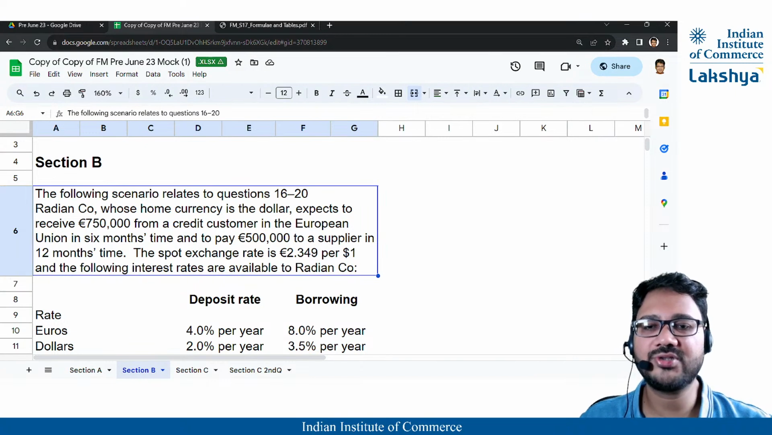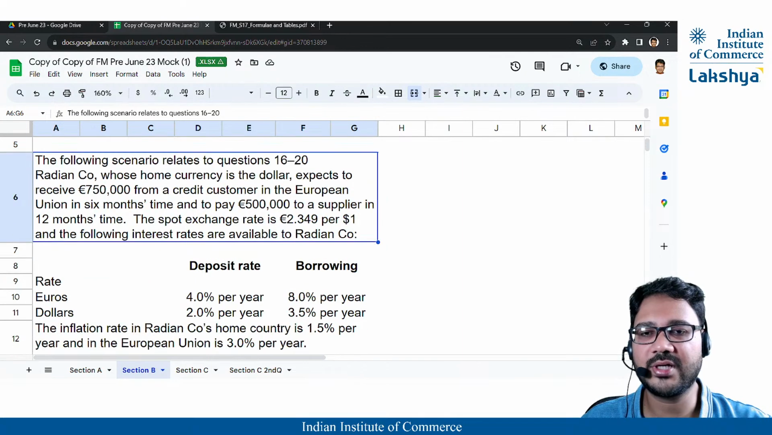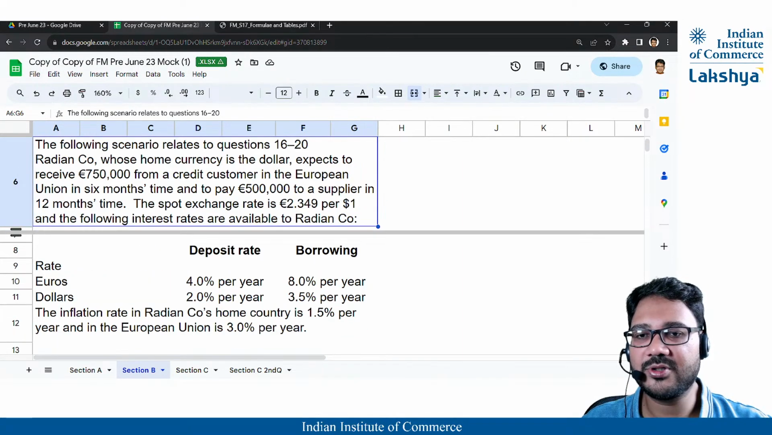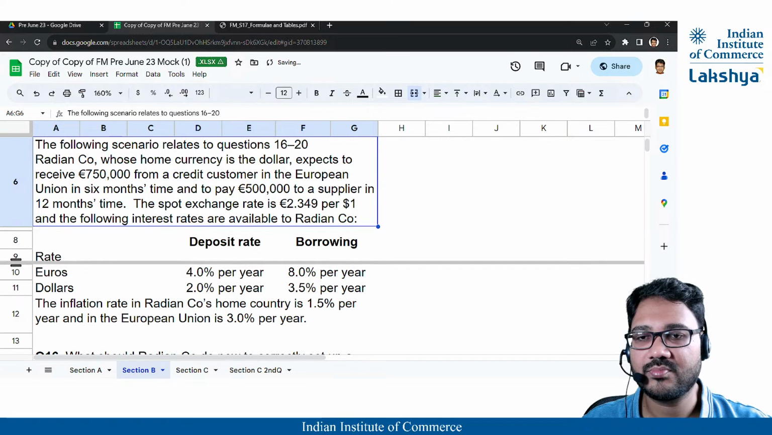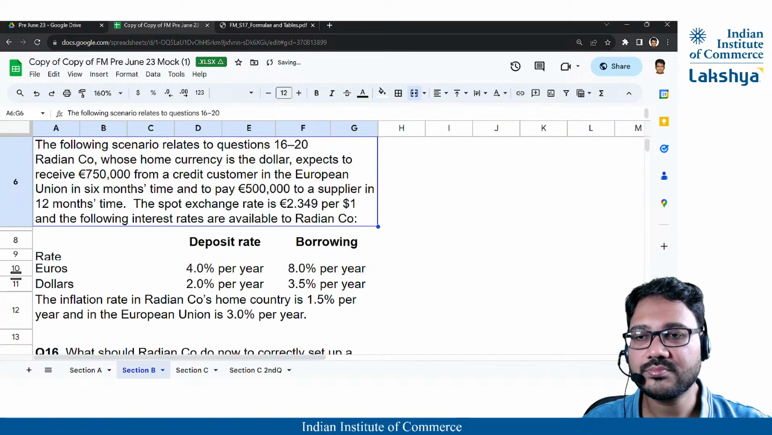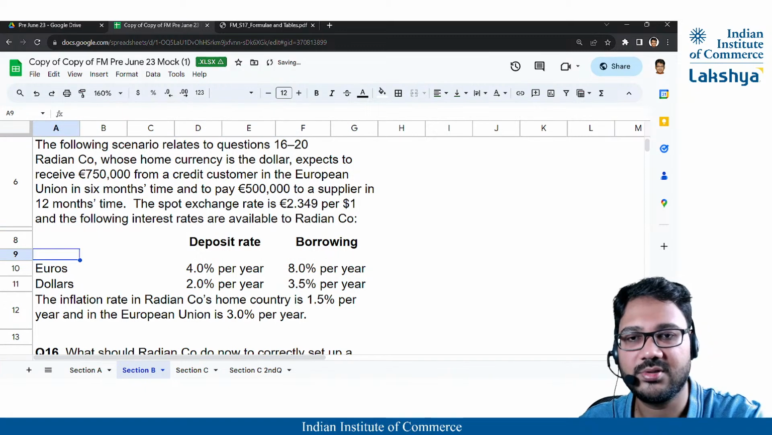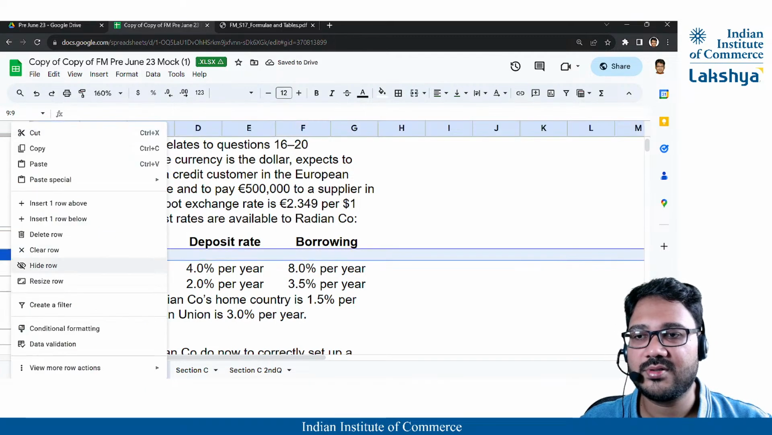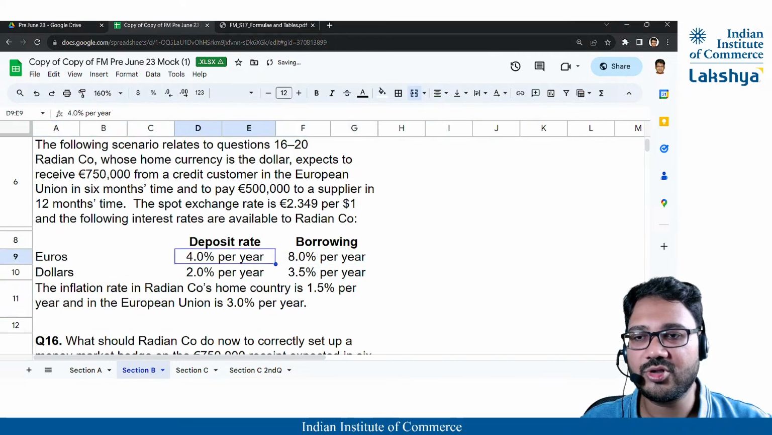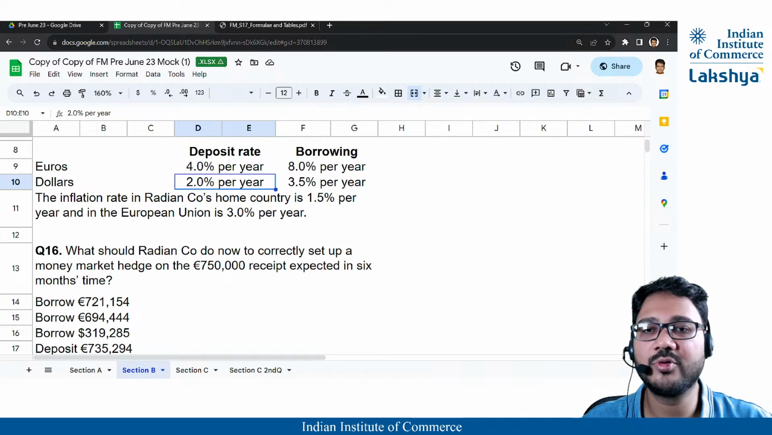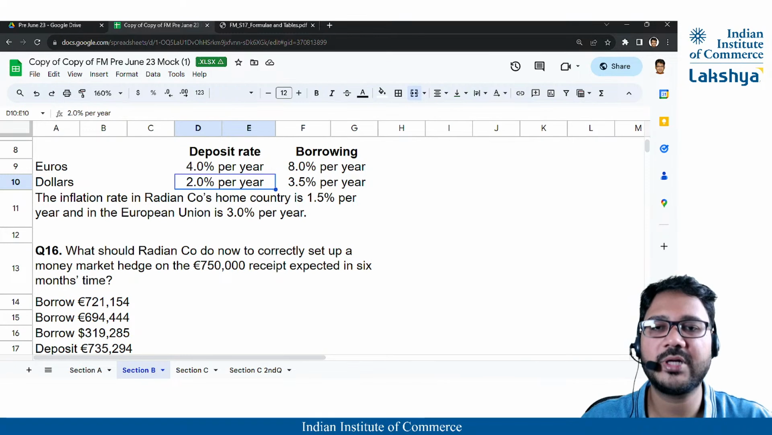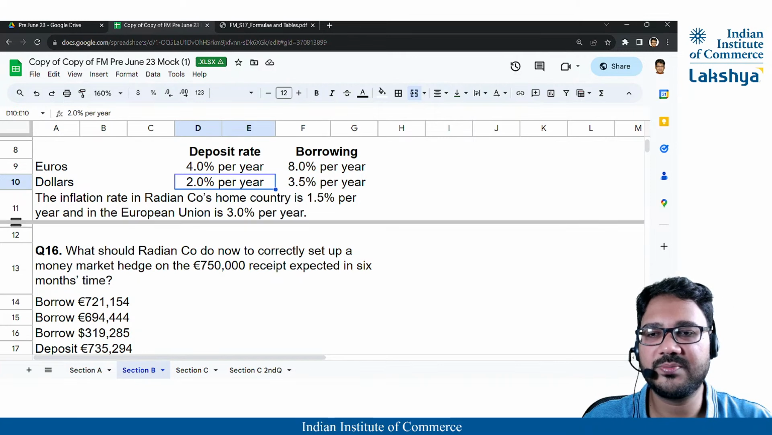The spot exchange rate is 2.349 euros per dollar, and the following interest rates are available. So we have our deposit rates and the borrowing rates available over here. The inflation rate in Radian company's home country is 1.5% per year, and in the EU it is 3% per year.